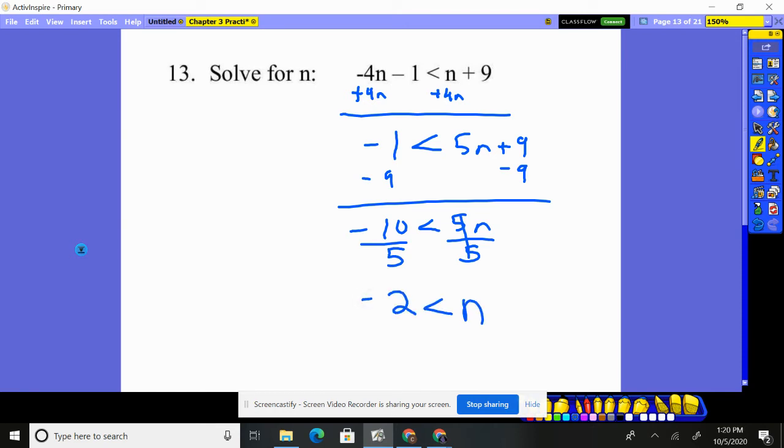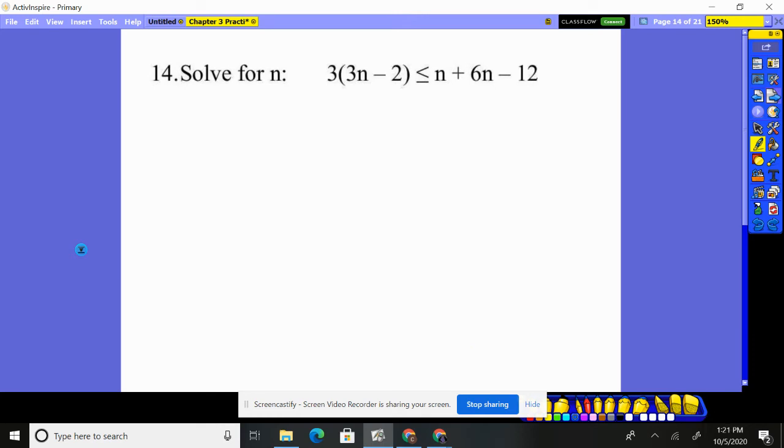Now, we don't like to leave our answer with a number compared to the variable. We like to put the variable first. So here's the variable, n. Here's negative 2. Now, who was bigger back in here? N was. So that would be our answer right here. N is greater than negative 2.